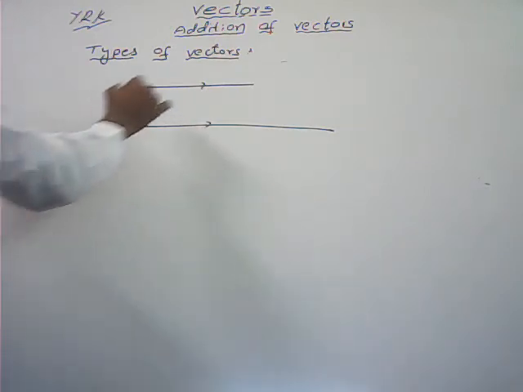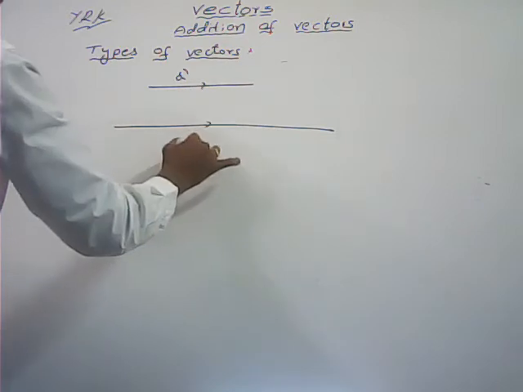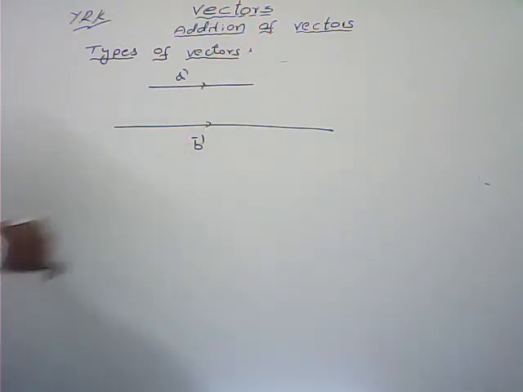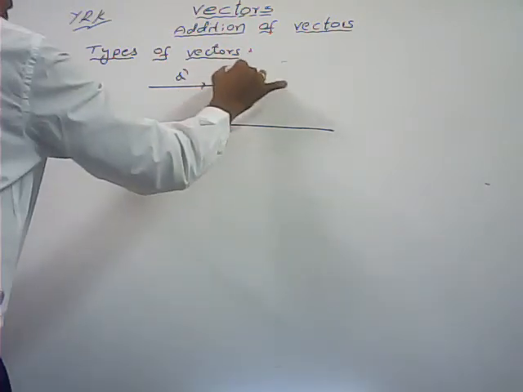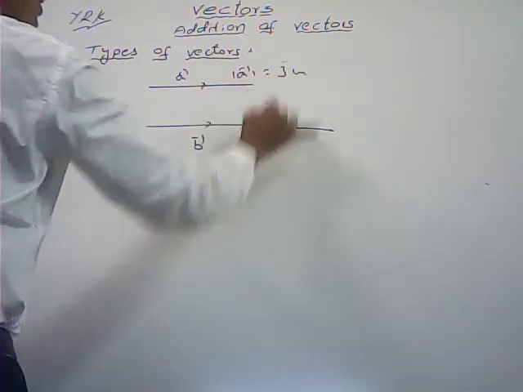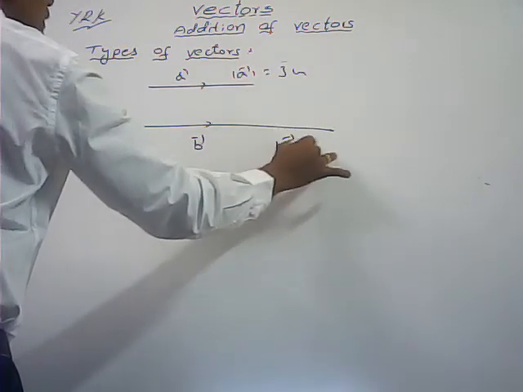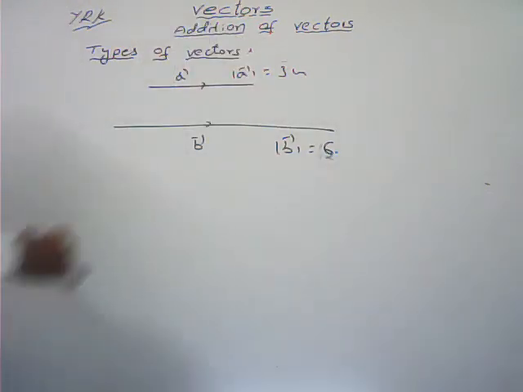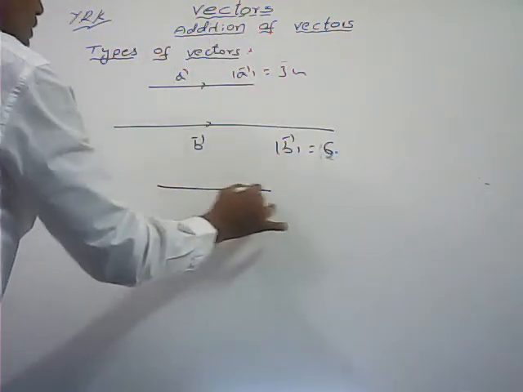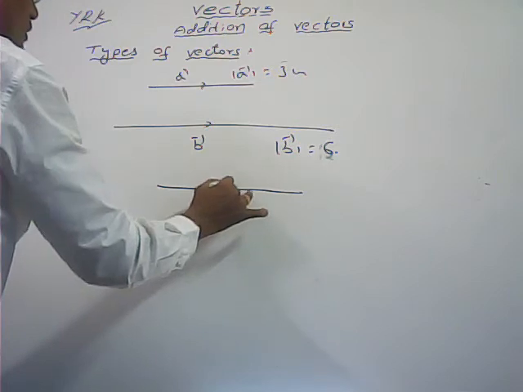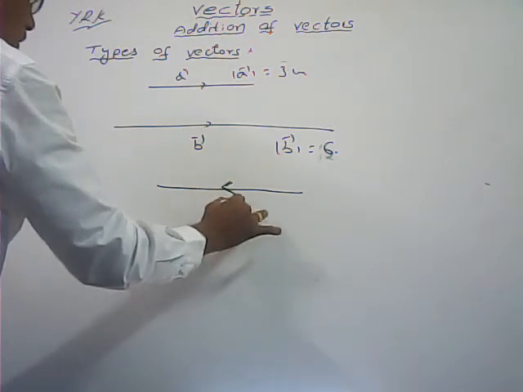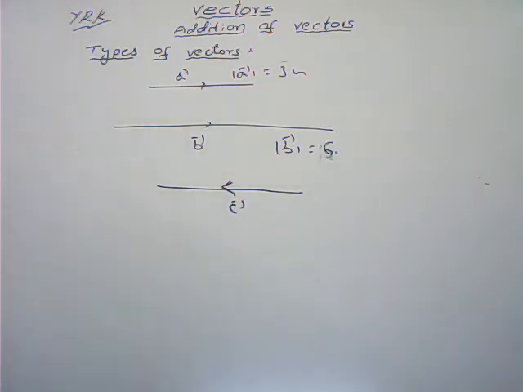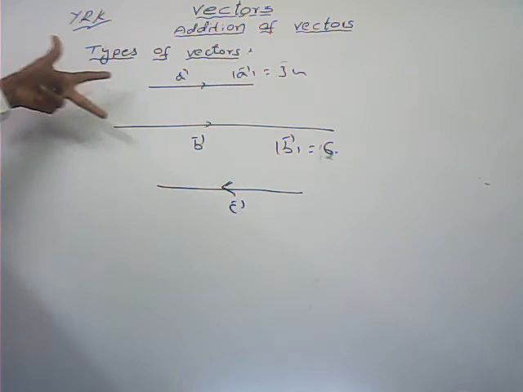Here, this one I am saying A bar, this one I am taking B bar, that is vector, and next the modulus I am taking 3 units, and here I am taking modulus of B bar, that is equal to 6 units. And one more also I am taking, C bar. Here we can say all these three vectors are parallel. These are in the same direction.